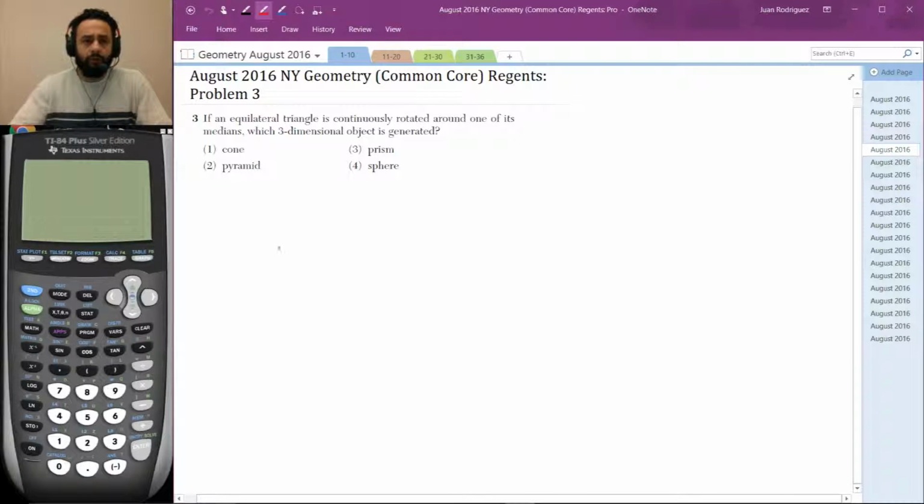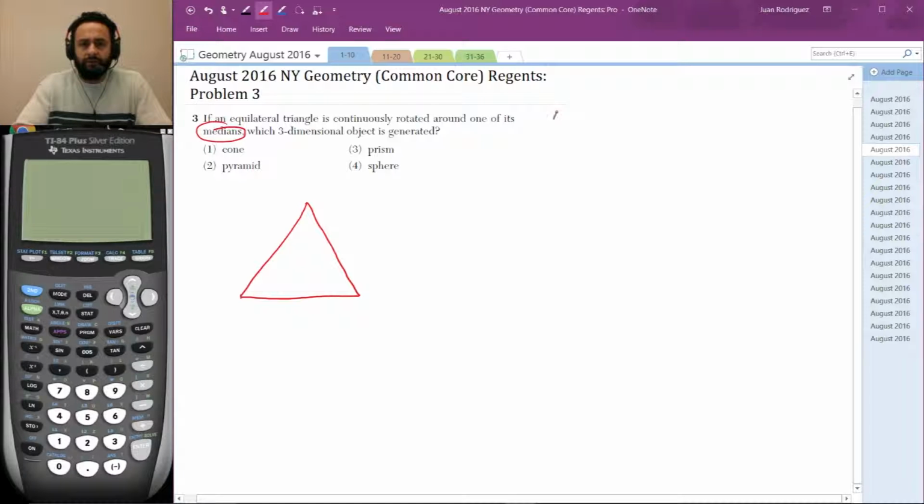Let's see, it's our equilateral triangle. So I'm going to draw the best equilateral triangle that I could possibly draw with a pen and without a straight edge. So here it is. And then it's rotated around one of its medians. So we do need to know what some of these words mean. Equilateral triangle continuously rotated around one of its medians.